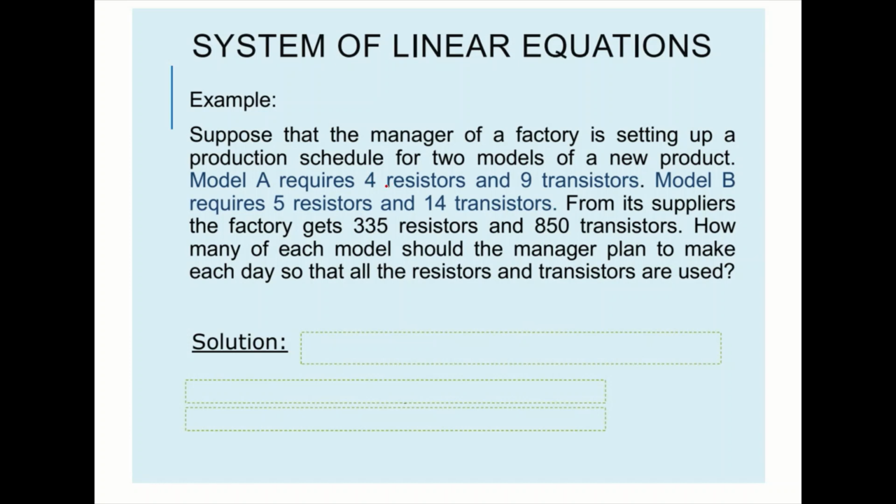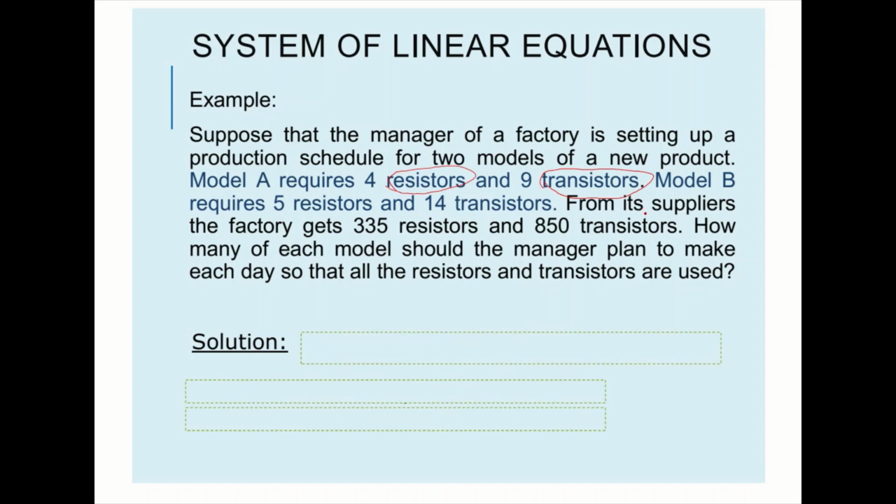Now, what are resistors and transistors? You can Google, they are electronic components. So for one model A, we need 4 resistors and 9 transistors to build it, and for one model B, we need 5 resistors and 14 transistors to build it.